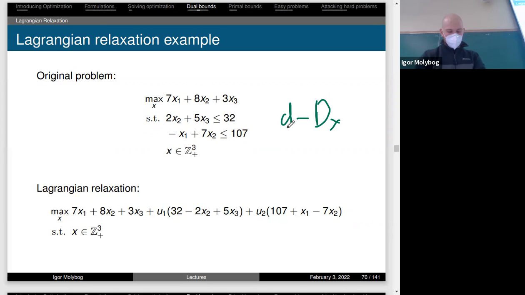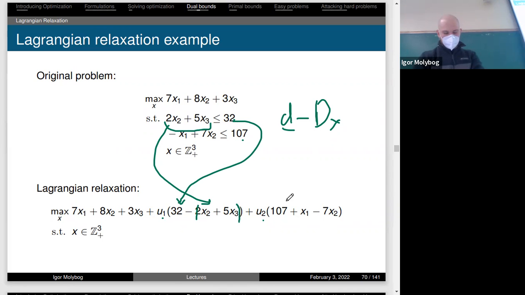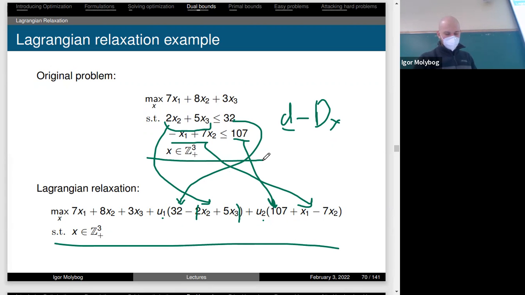First of all, our d is a vector of two variables, 32 and 107, and that vector is going to be multiplied by u1 and u2. Essentially what you're doing is taking this 32 and putting it here, and taking the rest and multiplying by -1, putting it over here. I suspect there might be parentheses missing over here, and the same here, and the same thing is happening to the second part. What we end up with is the Lagrangian relaxation of the original problem.